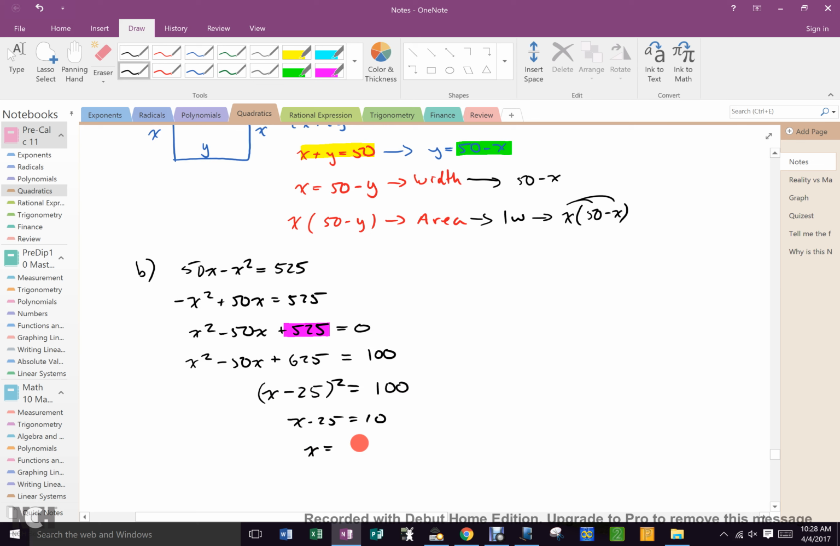And what does X equal? 35 or negative 15, correct? Which of those can't possibly be? Which of those can't I have? Why not? Can I have a negative distance? If you were measuring the distance from me to you, can it be negative? No. What makes it negative?